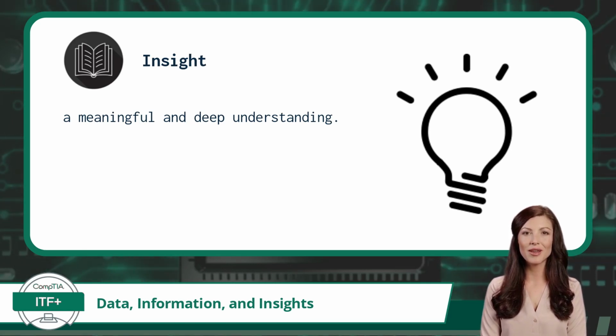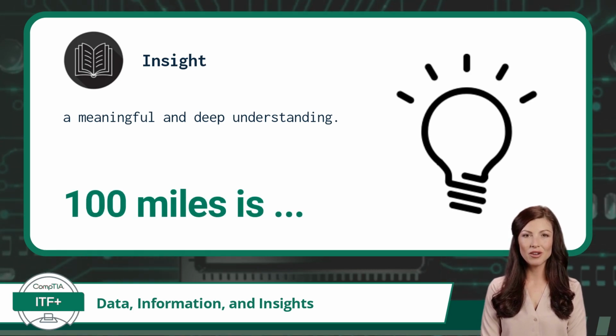Now back to our example one more time. 100 miles could be considered a very long distance if walking, or 100 miles could be a very short trip for a plane. What pieces of information do we associate together? In this case, 100 miles and a transportation method of walking or flying by plane will lead to different insights.